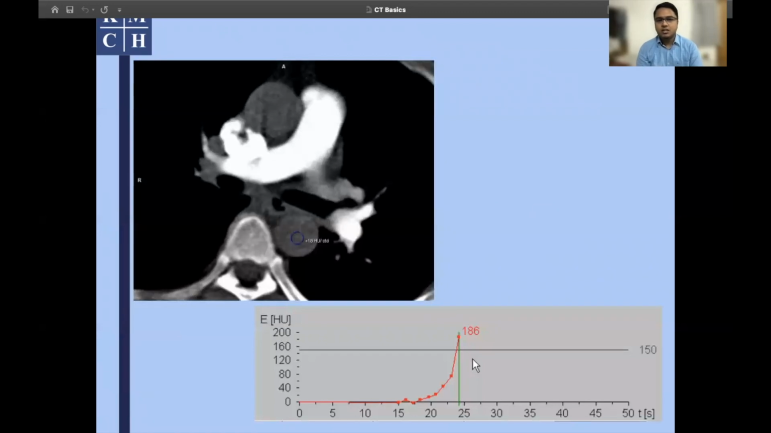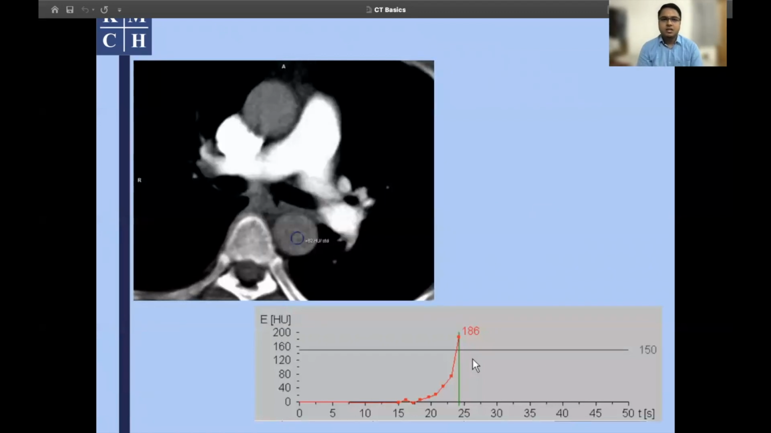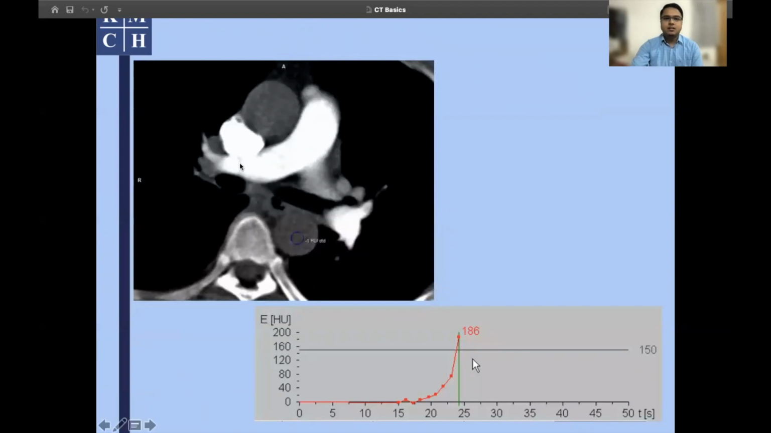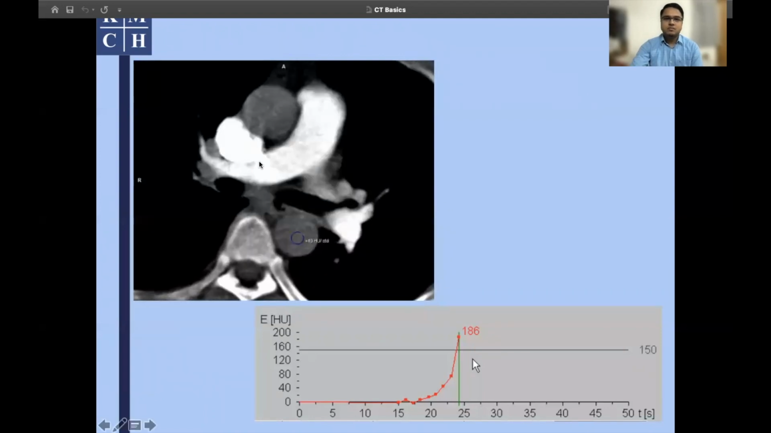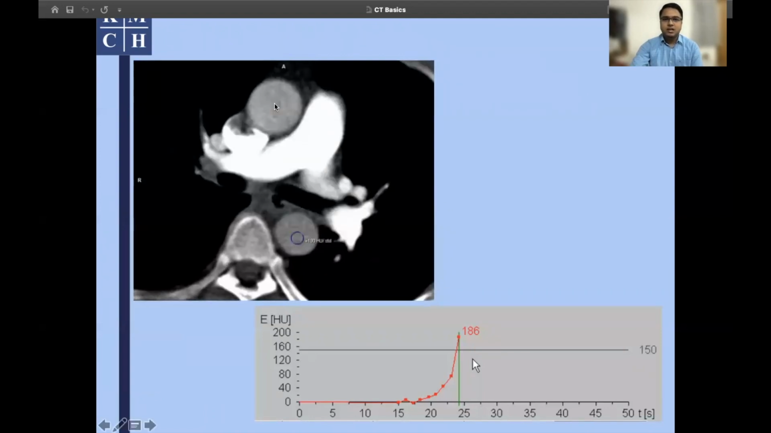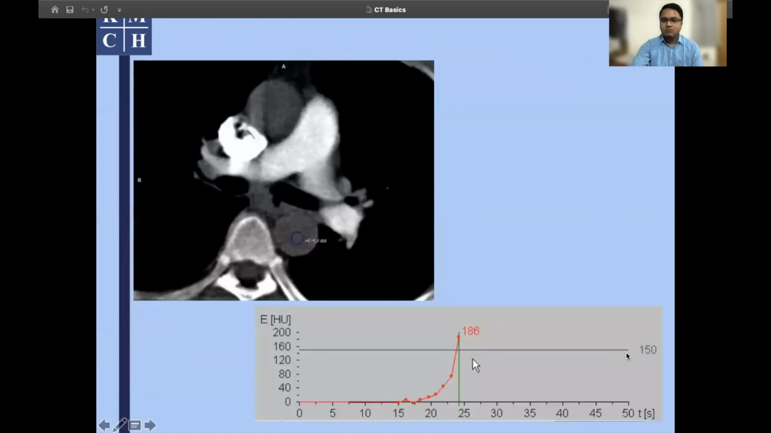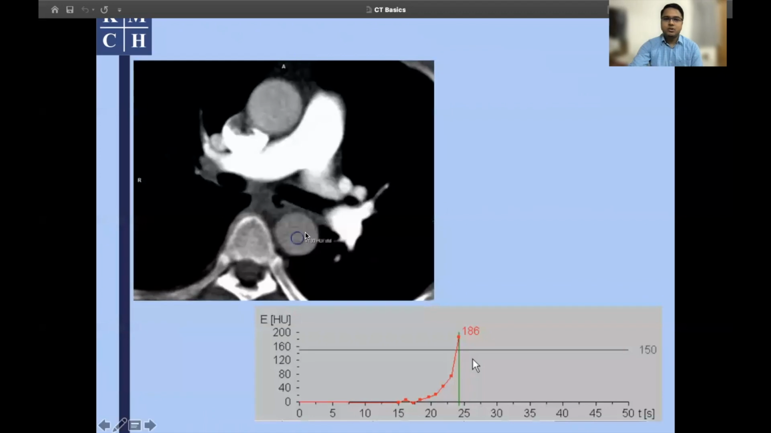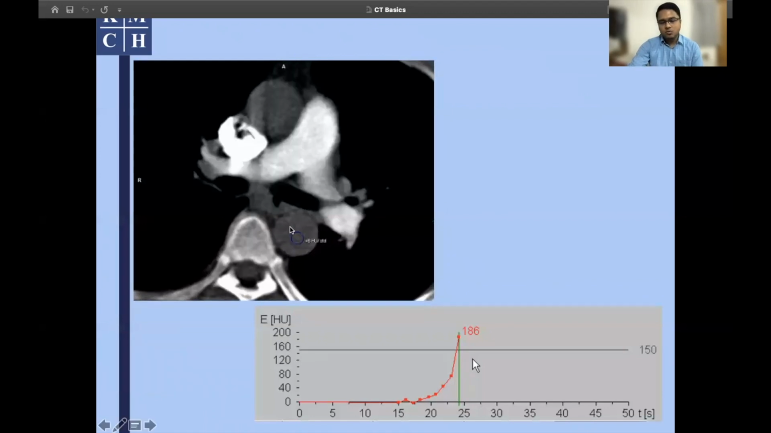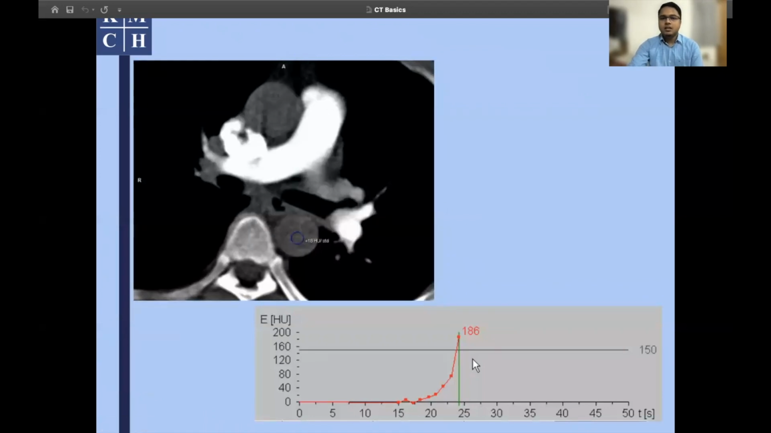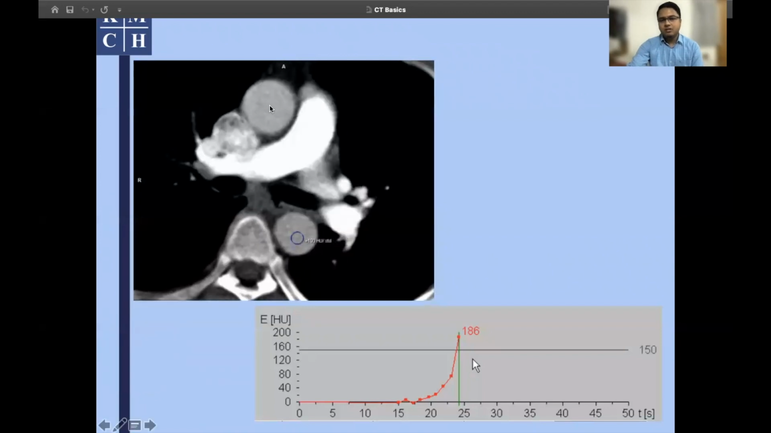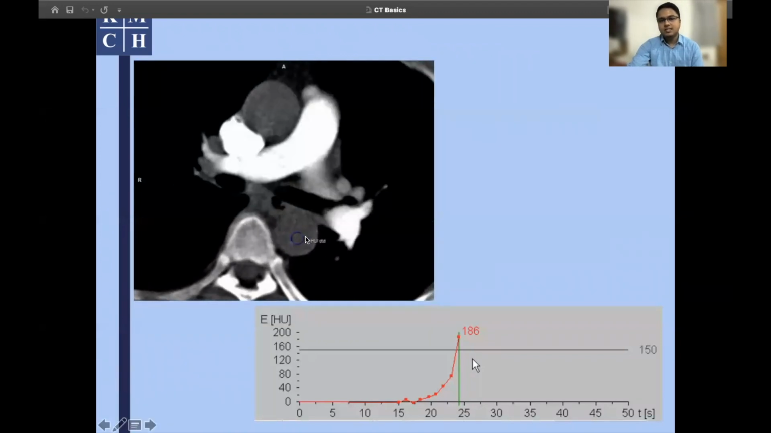This is a typical bolus tracking method where you can see that an ROI has been placed in the descending aorta and the contrast is slowly coming into the SVC, into the pulmonary arteries and into the aorta. A trigger value of 150 is kept so that the scan is triggered once the density in the aorta moves above 150. You can also keep the ROI in the ascending aorta, but we prefer keeping it in the descending aorta.